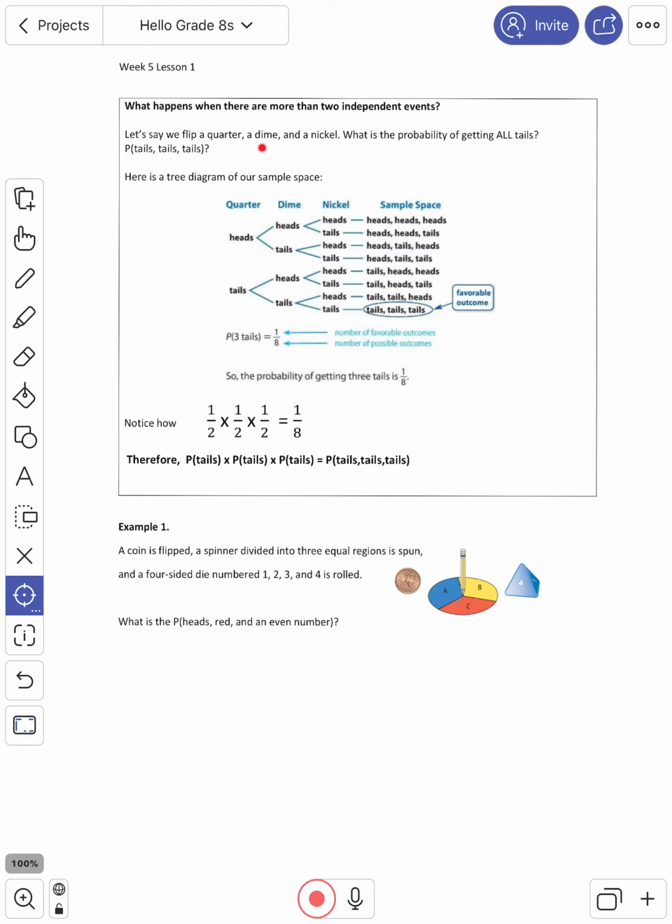Flipping a heads on a quarter isn't going to affect what I'm going to get with the dime, and that's not going to affect what I'm going to get with the nickel. That's why these are independent events, okay? What is the probability of getting all tails? So probabilities of tails, tails, tails.